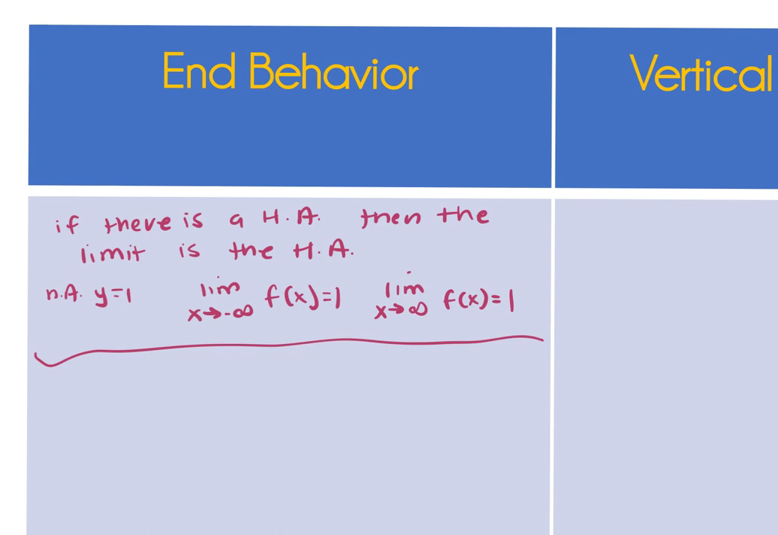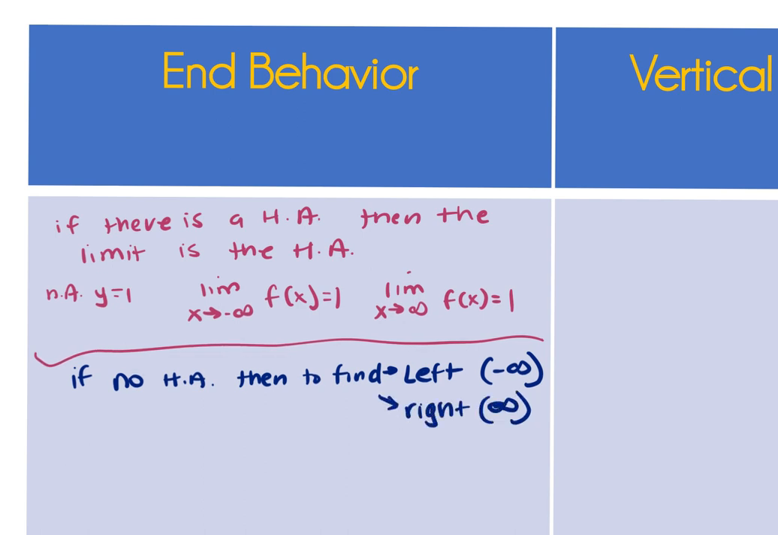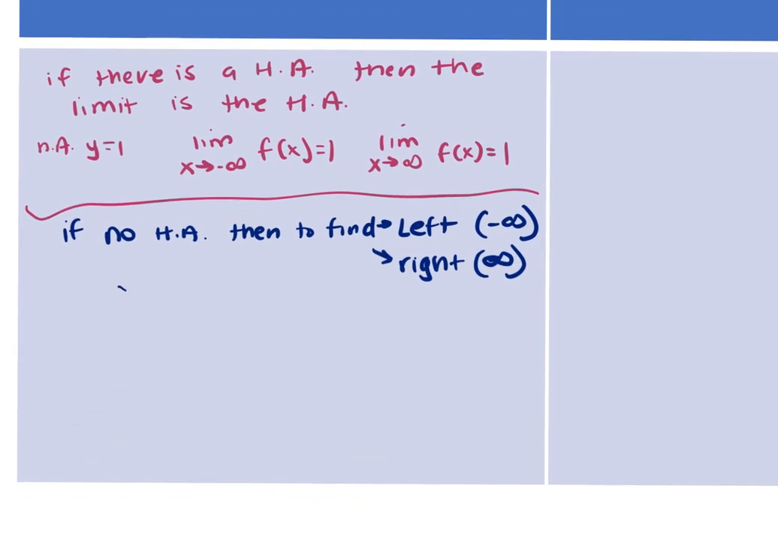If there is no horizontal asymptote, then to find left end behavior, we plug in negative infinity, and to find right, we plug in positive infinity after reducing to the leading term. I'll show you what that means in a second. It's been like a week since we've done that one. Okay.